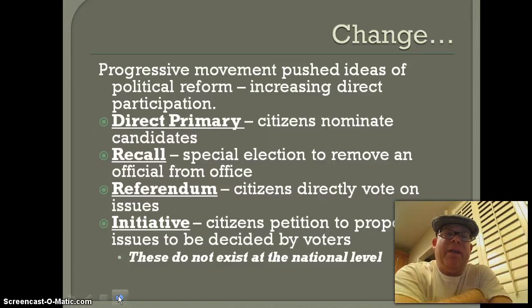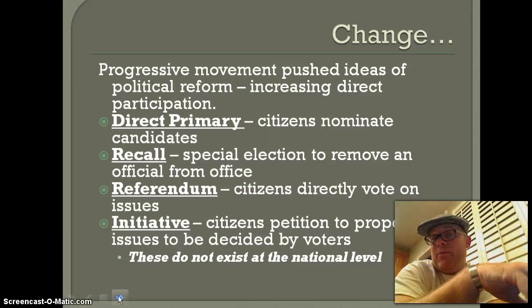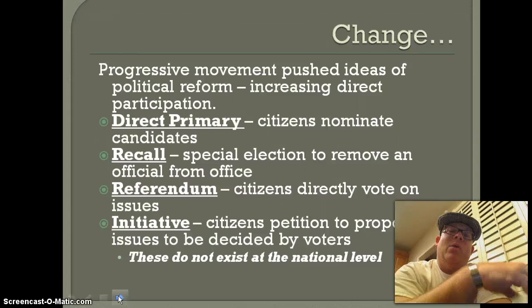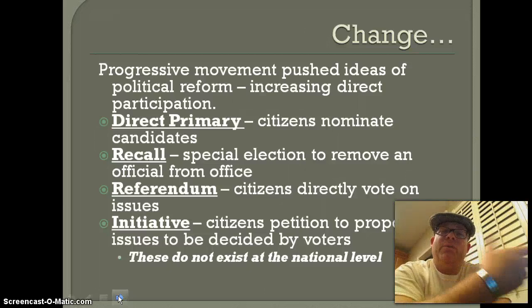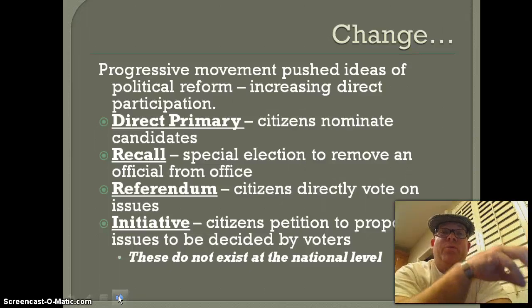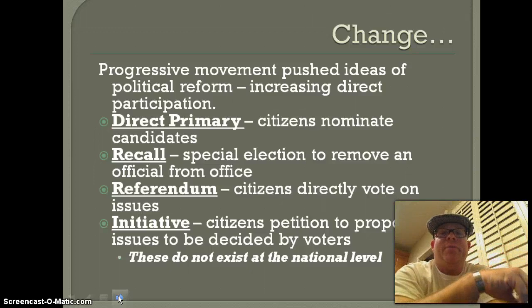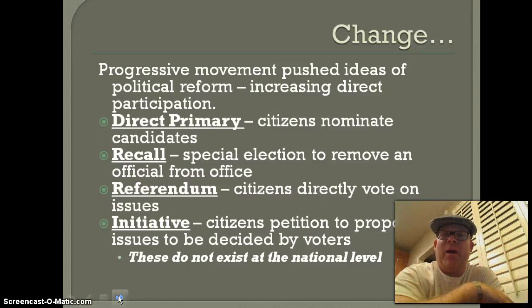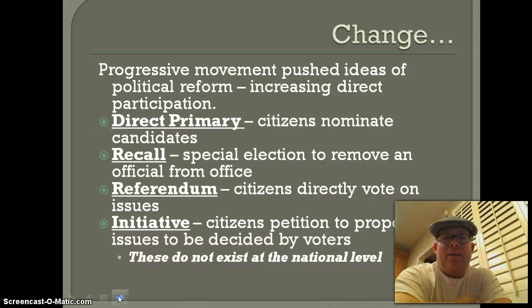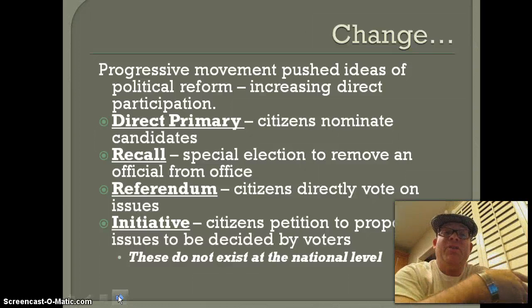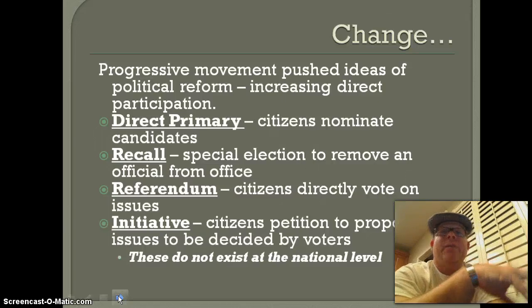We also see changes in states, giving state governments and people in states much more power with issues like the recall, the referendum, and the initiative. Recall is a special election called in order to remove an official from office that the people believe is not doing his or her job. The referendum, where citizens directly vote on a particular issue, generally a yes or no. They take it out of the state legislature and put it right on the ballot for the people to answer. And then finally, there are the initiatives. Citizens petition to propose issues that can be decided by voters.